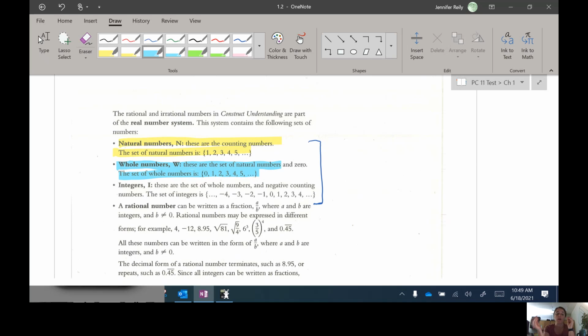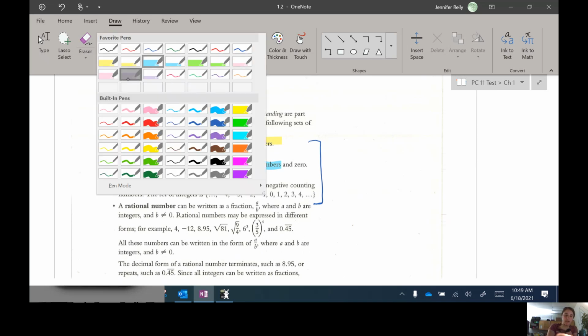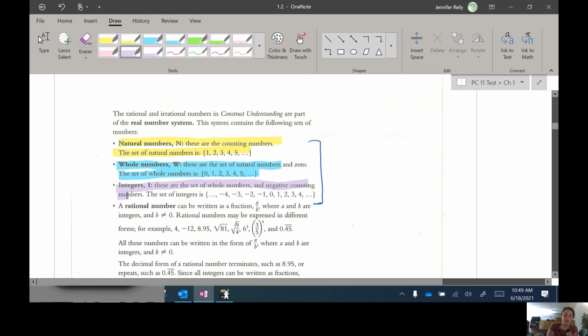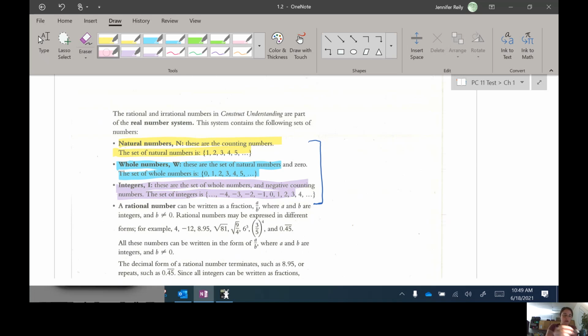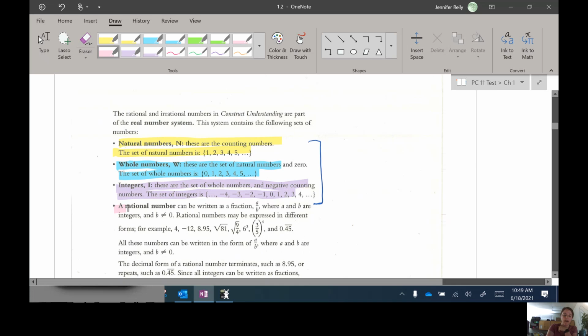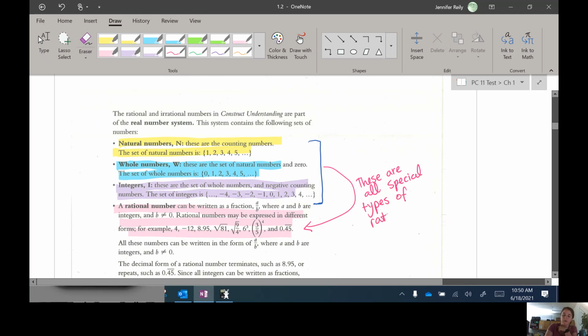Integers are whole numbers, but also include all the negatives. So no decimals in there, but negatives and positives and 0. I'm going to use purple for that. So integers, like negative 24 would be an example of an integer. So not a decimal. And rational number, we already talked about that. It can be written as a fraction. So all of these are rational numbers. These are all special types of rational numbers.